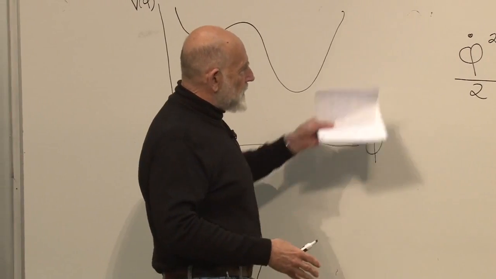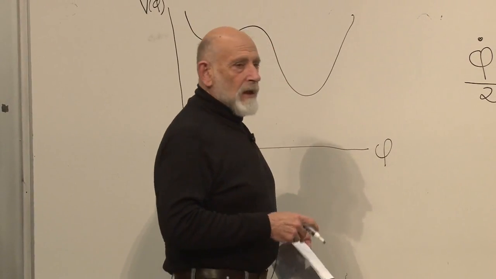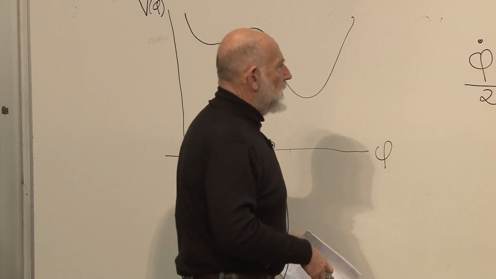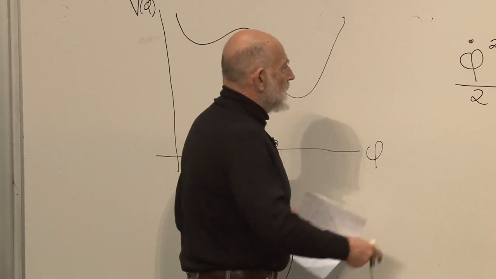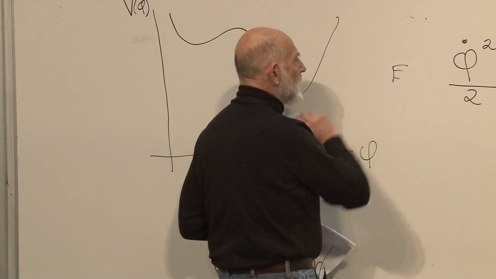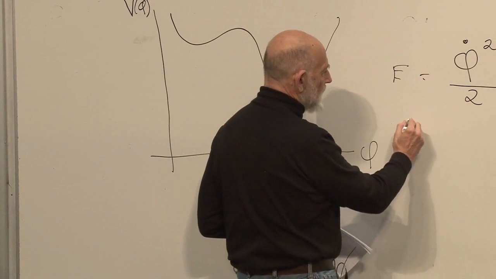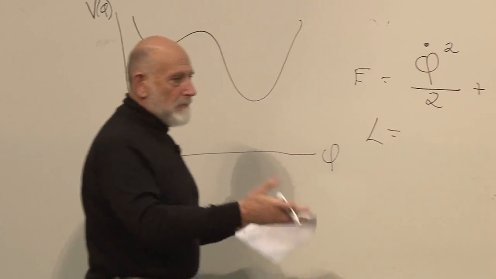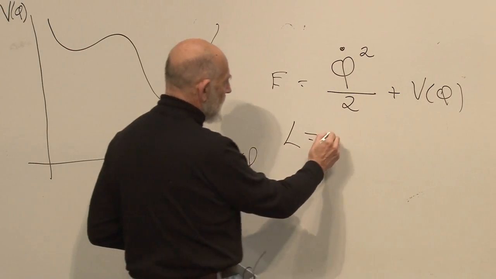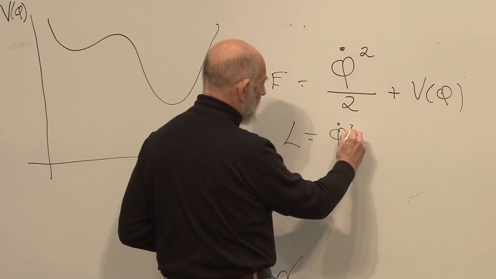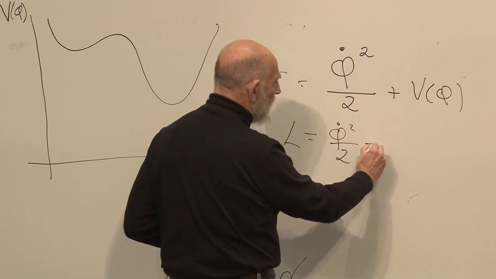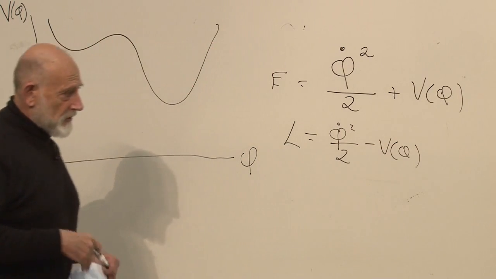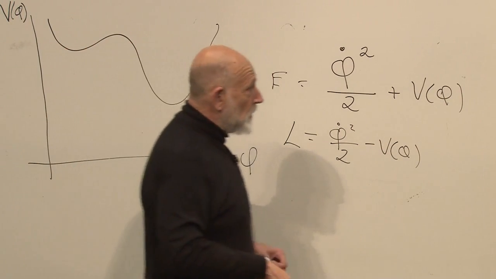The steps are to say this is the energy, kinetic plus potential. Corresponding to it, there is a Lagrangian. The Lagrangian is kinetic minus potential energy, phi dot squared over 2 minus V of phi. And then there's Lagrange's equations. Let me just remind you what Lagrange's equations look like.